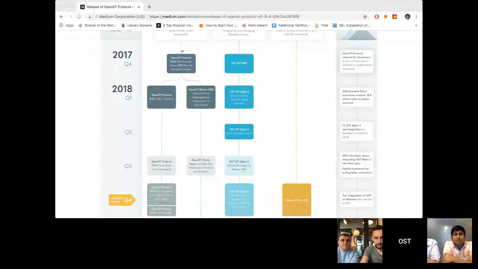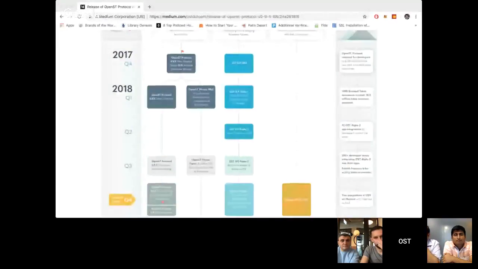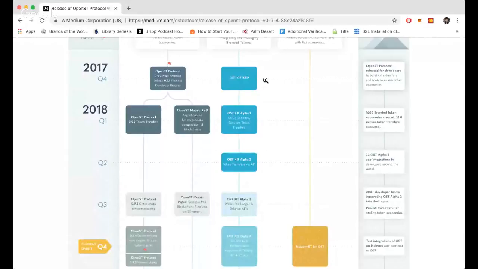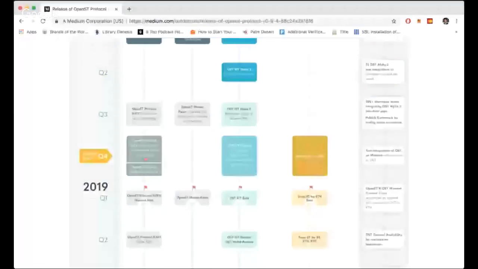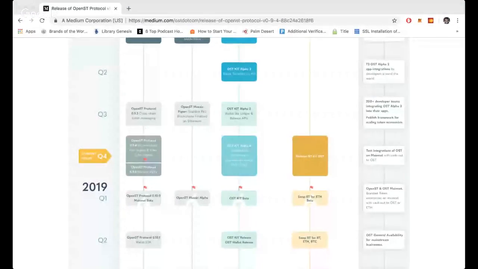So I'm just going to pull up the roadmap here to overview what we have done and where we're at. So we've come a long way from 2017, everything from OST Kit R&D to the beginning of the OpenST protocol, and now we're down to Q4 of 2018. And the next thing is OpenST Protocol 0.9.5. Ben, can you tell us a little bit about what that will include, or do we know yet what's next?